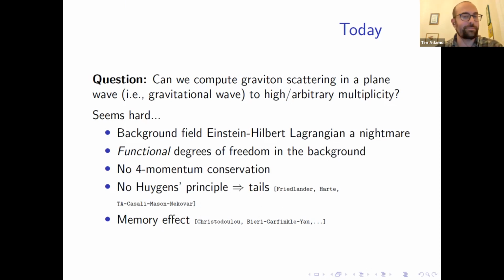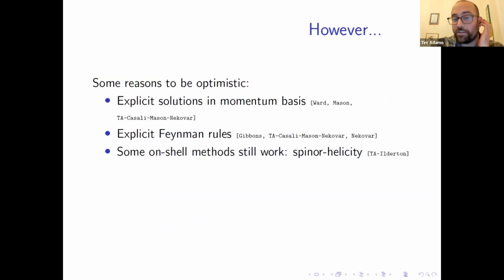So in particular, this seems like a really hard problem, certainly not one that you might expect to get arbitrary multiplicity results for. But in fact, there are also some reasons to be optimistic. So in particular, a lot of the tools in our tool chest from scattering amplitudes in a flat background in Minkowski space actually carry over to this setting in a gravitational wave. So in particular, it's known how to construct explicit graviton wave functions in a momentum eigenstate basis. It goes back to work of Richard Ward and Lionel. And also you can construct the Feynman rules explicitly. You can write down explicit representations of the graviton propagator.